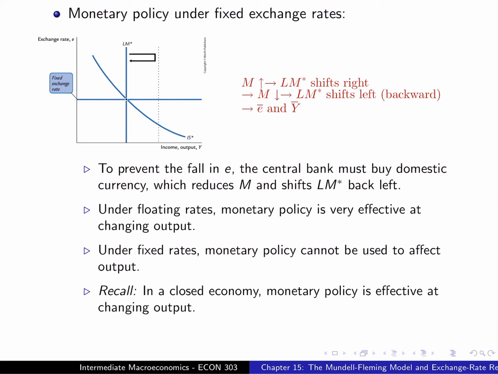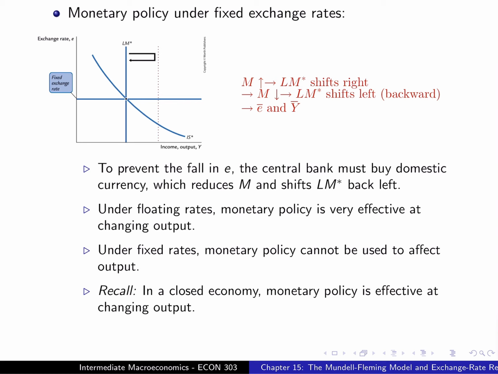Let's now examine what happens when a country under a fixed exchange rate tries to use monetary policy. Suppose the central bank increases the money supply. The LM-star curve shifts to the right. This puts downward pressure on the exchange rate, causing depreciation. However, to maintain the fixed exchange rate, the central bank must buy domestic currency using foreign reserves. This intervention reduces the money supply, shifting the LM-star curve backward. As a result, output Y and the exchange rate E remain unchanged.